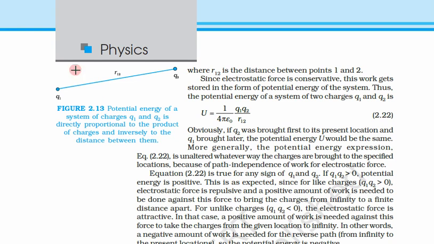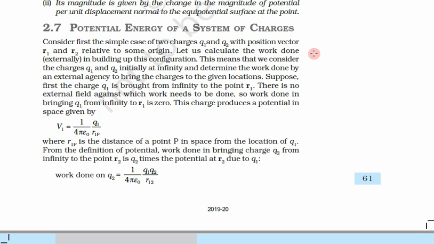So instead of one, we have two charges Q1 and Q2. Now let us see. First, the potential due to the first charge is V1 equal to 1 upon 4 pi epsilon naught, Q1 over the distance from point P, R1P. So this is the potential due to the first charge. Here R1P is the distance of a point P in space from the location of Q1, which we have seen from the definition of potential.